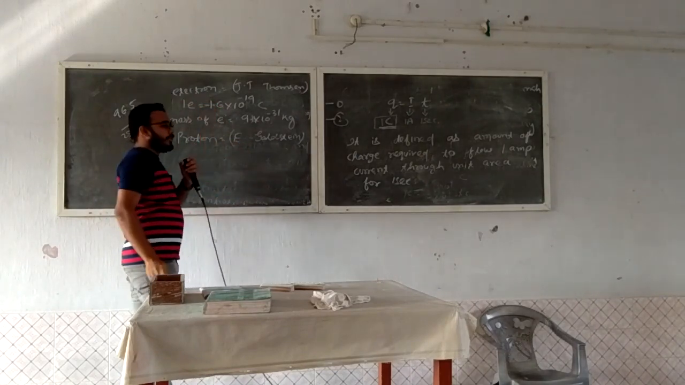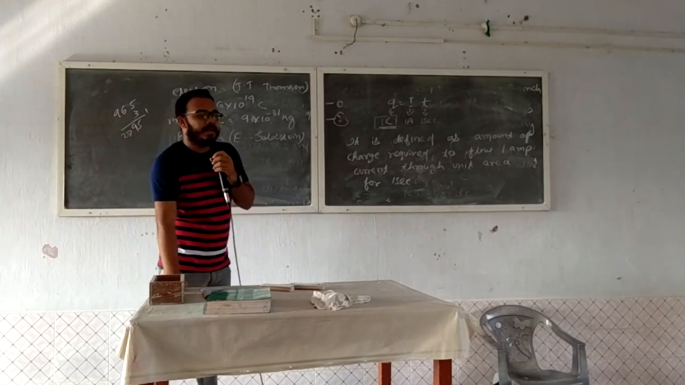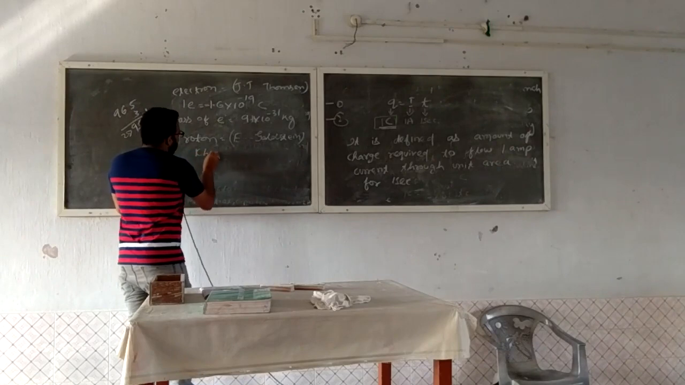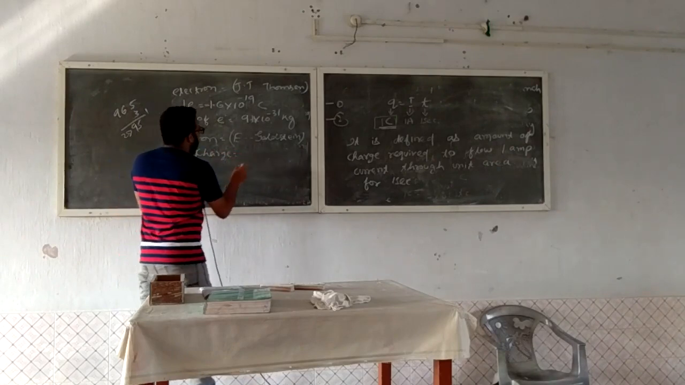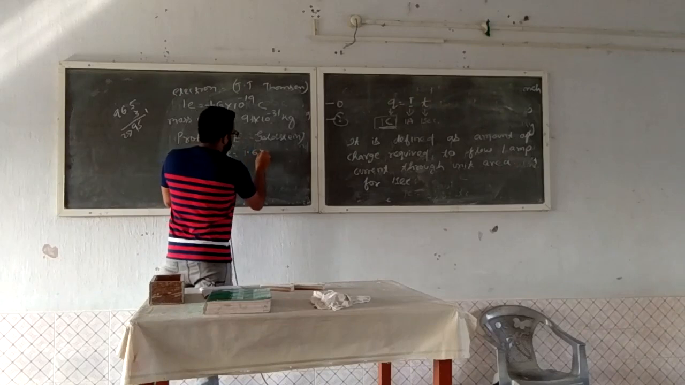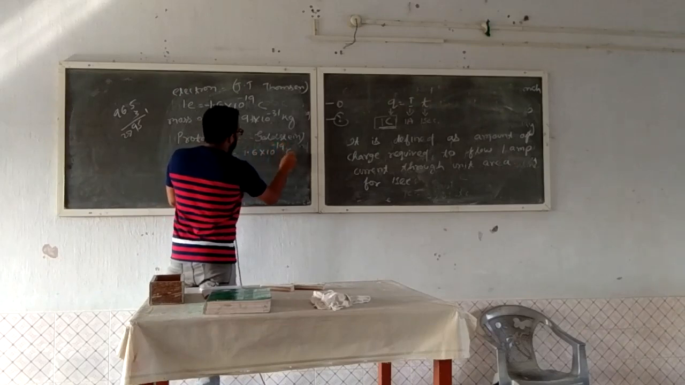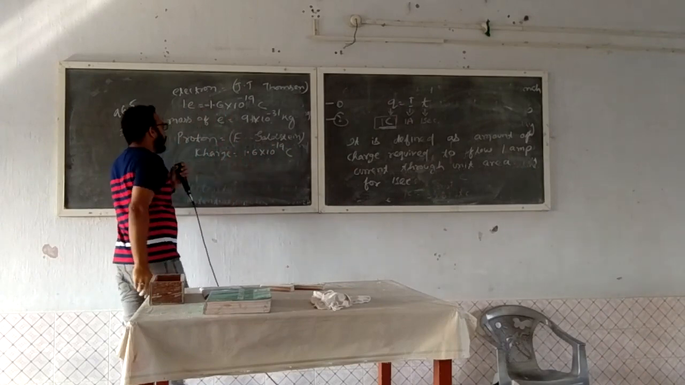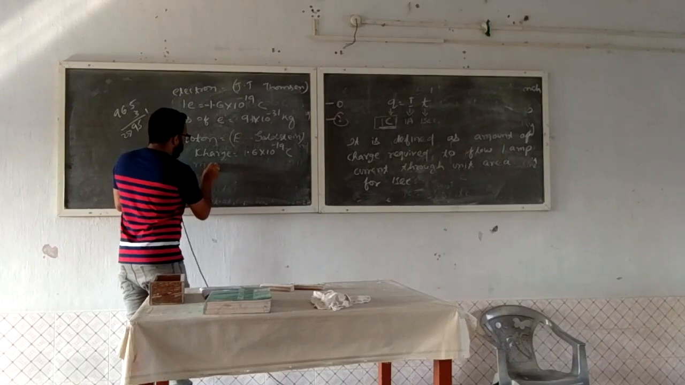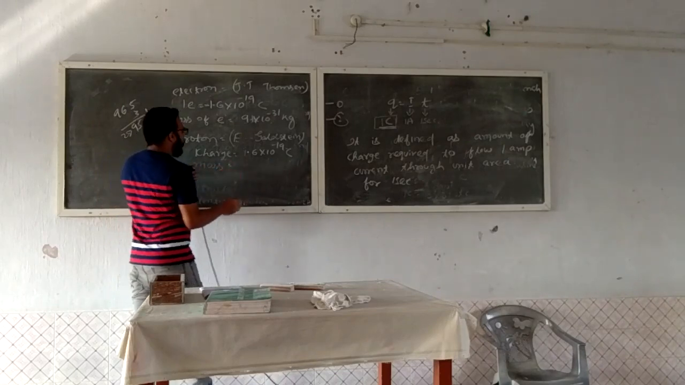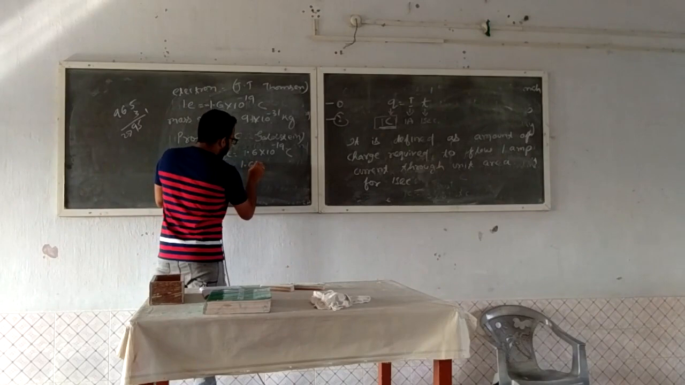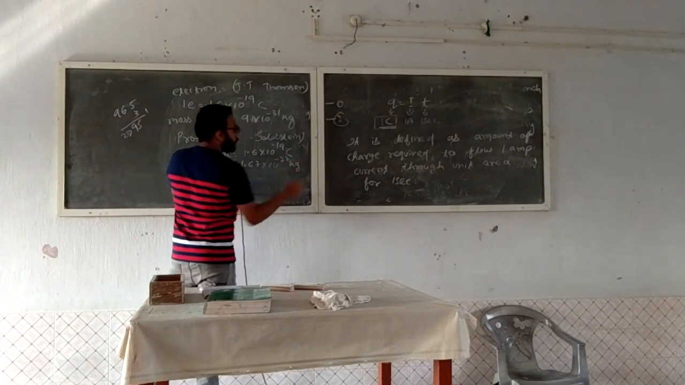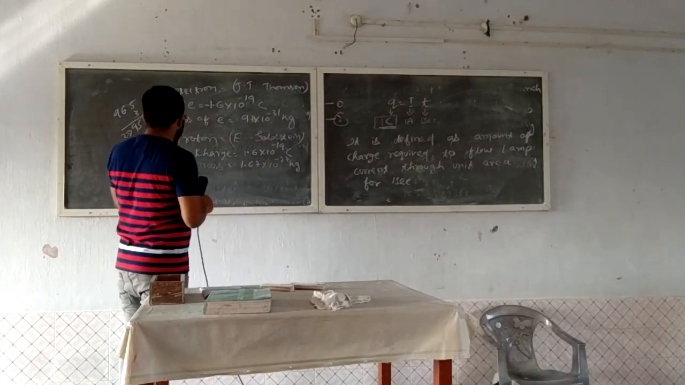The charge of the electron is indicated by a negative sign, but the charge of the proton is indicated by the plus sign. One proton's charge is equal to 1.6 into 10 to the power minus 19 coulomb. Same magnitude, but here the negative sign, here the plus sign. The mass of the proton is equal to how much? That is 1.67 into 10 to the power minus 27 kg. Okay, that is the mass of the proton.